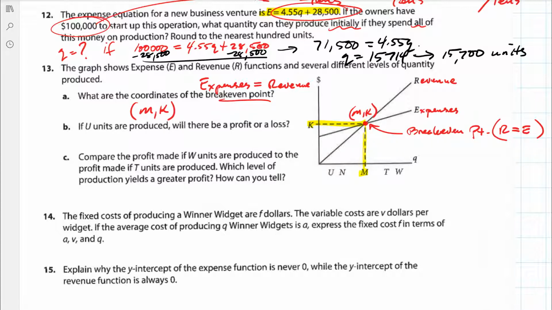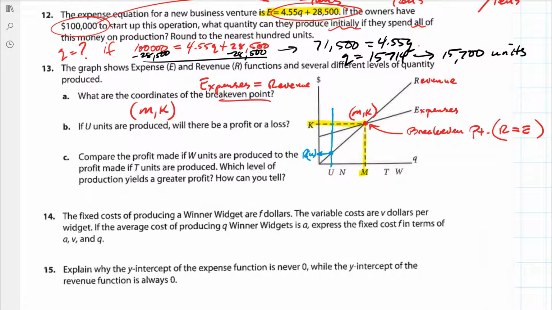Now this is part B: if U units are produced, will there be a profit or loss? So let's go to U and draw a vertical line. U is about right here, and I'm going to draw a vertical line straight up from U. Now notice that U hits the revenue equation at this point. So go to the left, and that's revenue. So that's R of U.